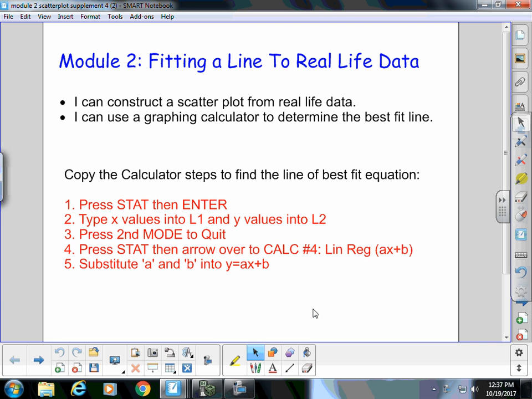Fitting a line to real-life data. In this lesson, you're going to learn how to use a graphing calculator to find the best fit equation. Please write down the information in red, which are the steps to find the best fit line in a graphing calculator. You might need to pause the video so that you can go ahead and write that information down.